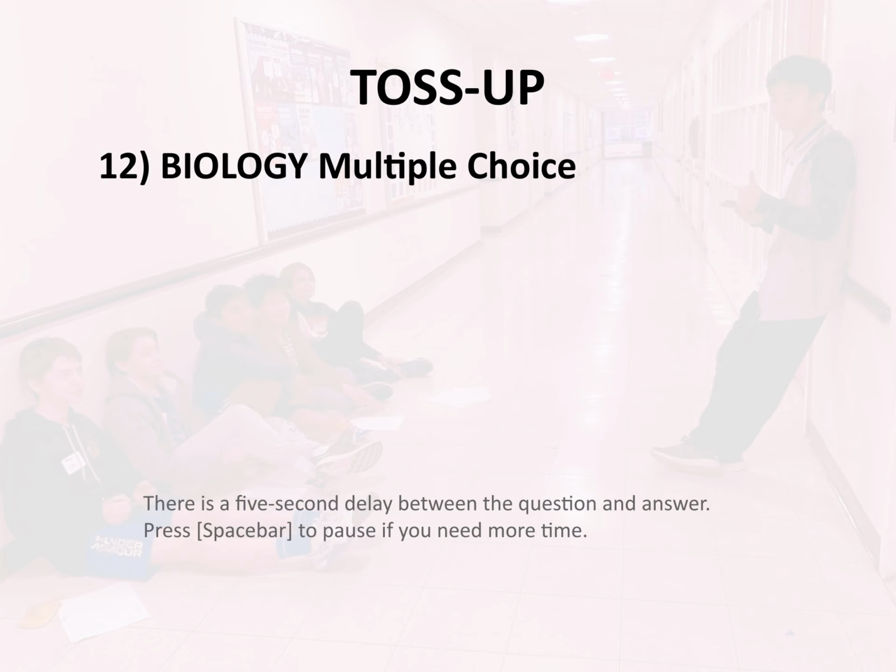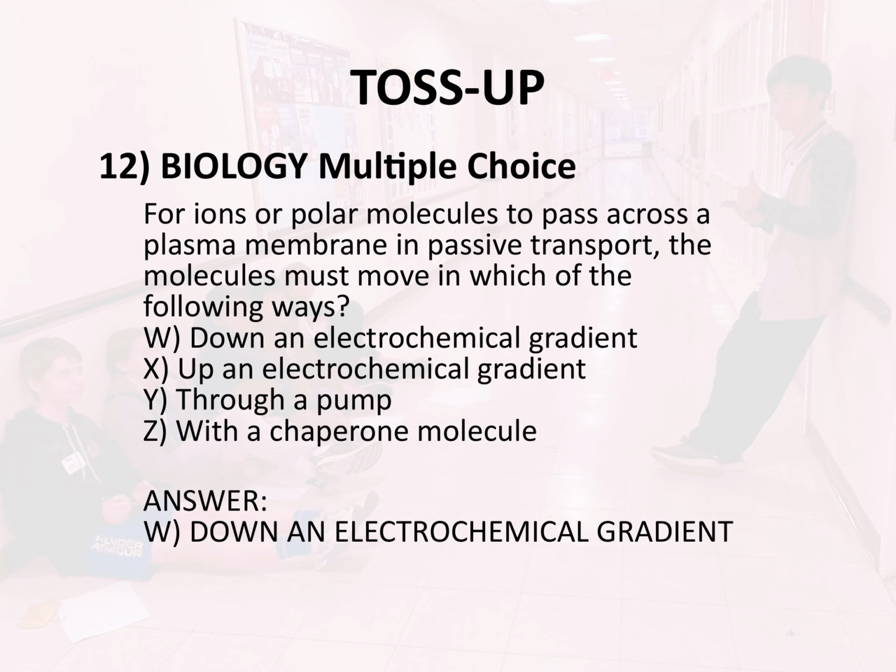Toss-up 12. Biology. Multiple choice. For ions or polar molecules to pass across a plasma membrane in passive transport, the molecules must move in which of the following ways? W. Down an electrochemical gradient, X. Up an electrochemical gradient, Y. Through a pump. Z. With a chaperone molecule. Answer. W. Down an electrochemical gradient.